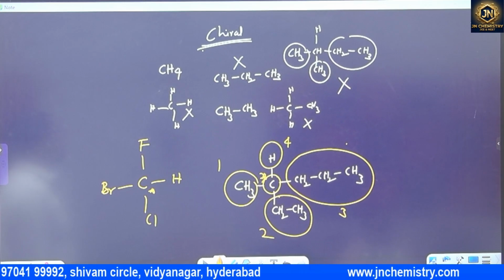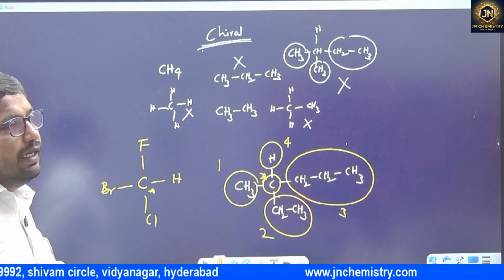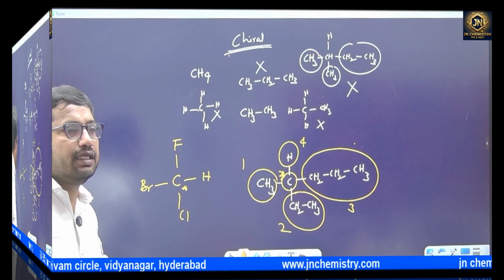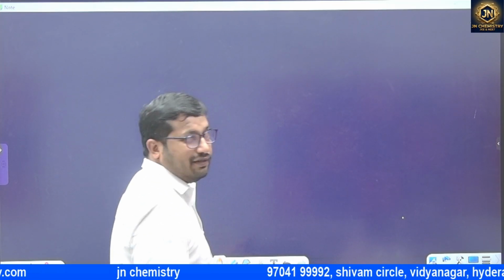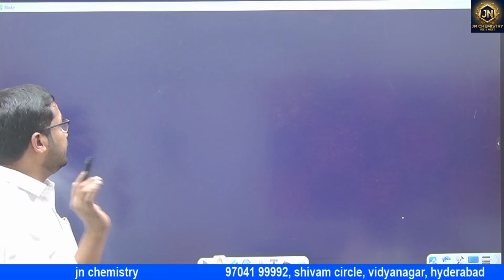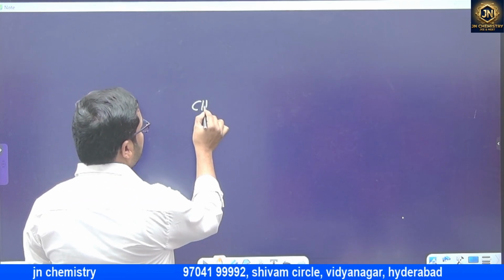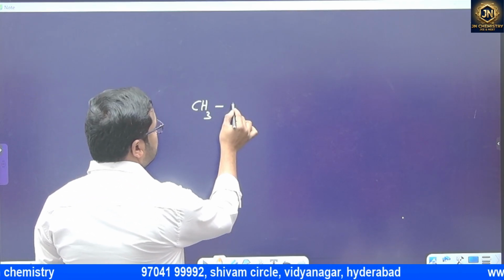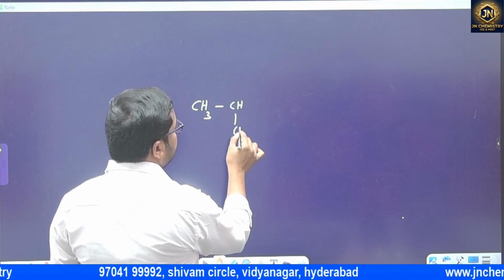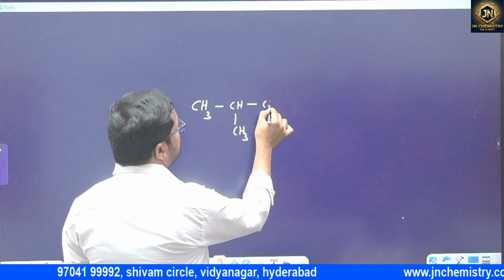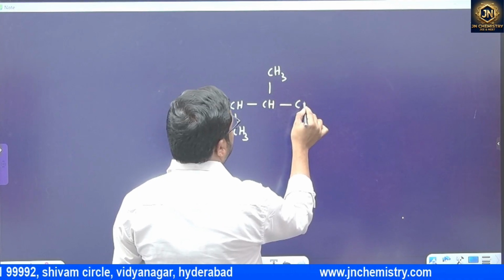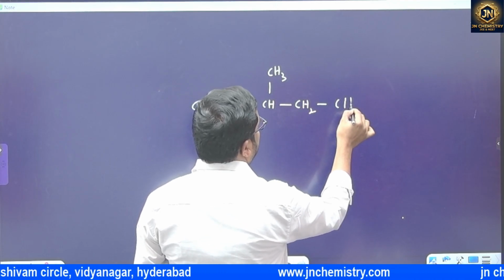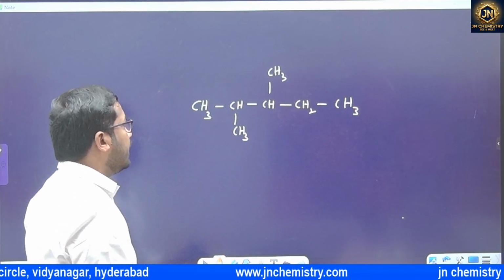Sometimes they'll give a big compound and ask how many chiral centers are present in the different molecules. So they'll ask different types of questions. Sometimes if they give the line representation, we need to cross-check. Let me know how many chiral centers are possible.